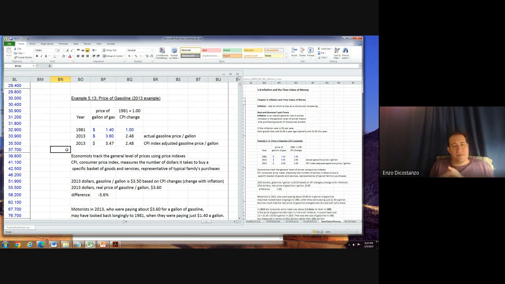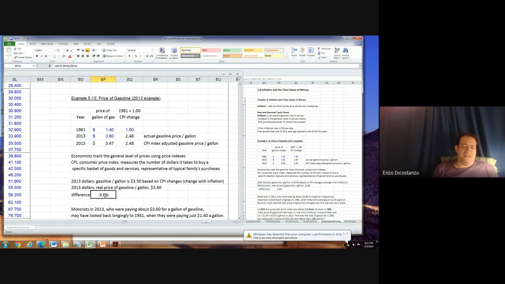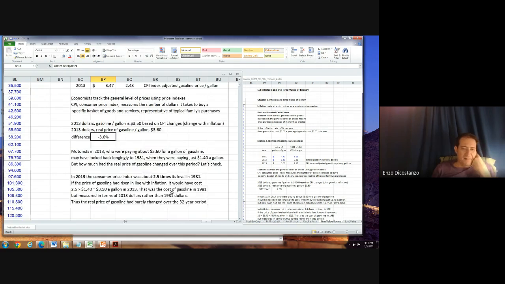So economists chart the general level using the CPI. And again, the Federal Reserve has a preferred index, and not this one, but the finance guys, because it's easy and it's out there, use this one. So in 2013 dollars, gas is 350 based on change with inflation. The actual is 360. What's the percentage difference? You subtract these two and then divide by the older number. I just said 3 or 4%. So it's a 3 or 4% difference.